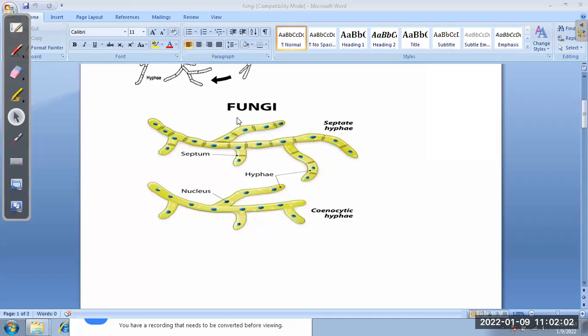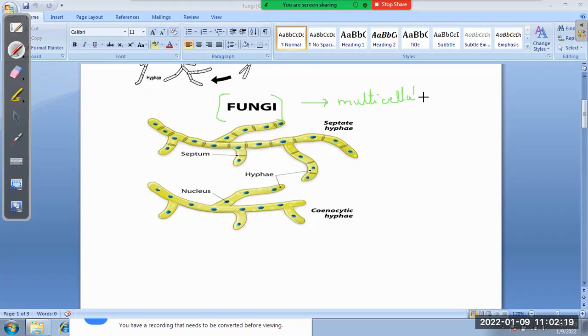Okay. Coming to fungi under classification. So when it comes to fungi, basically we know that fungi are all multicellular, isn't it? They're all multicellular, except there is just one exception of yeast. Yeast is a fungi and yeast is unicellular. I hope you know that.